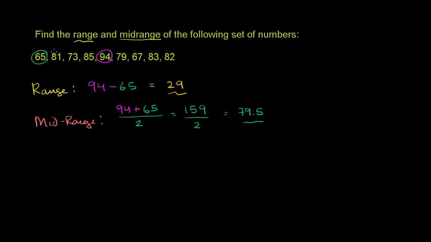So it's one kind of way of thinking about the middle of these numbers. Another way is obviously their arithmetic mean, where you actually take the arithmetic mean of everything here. Obviously, you could also look at things like the median and the mode. So range and mid-range.